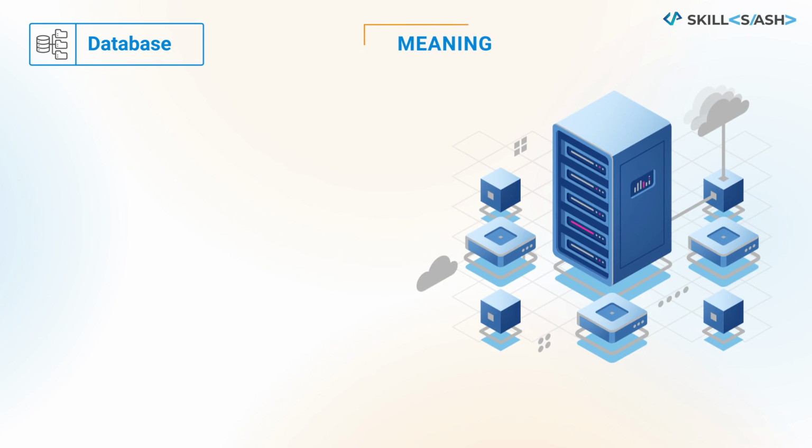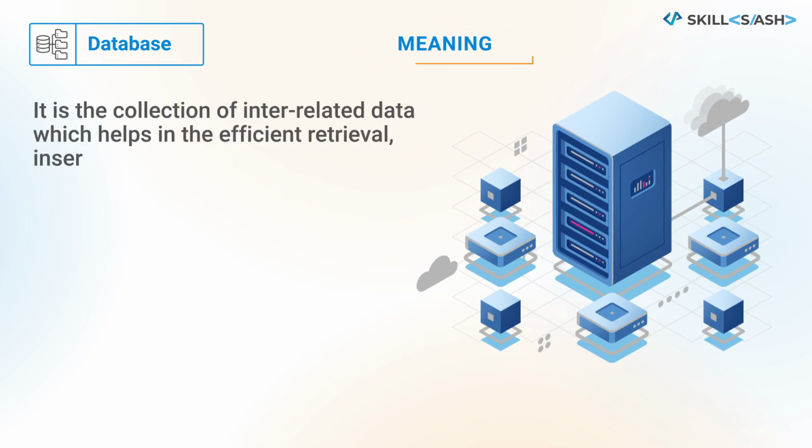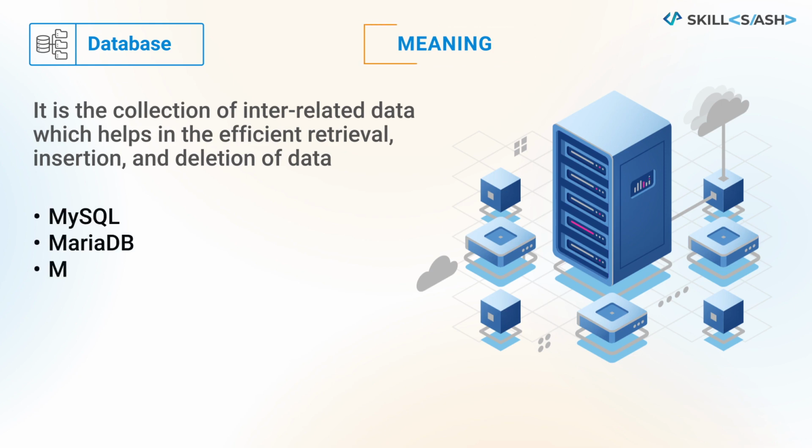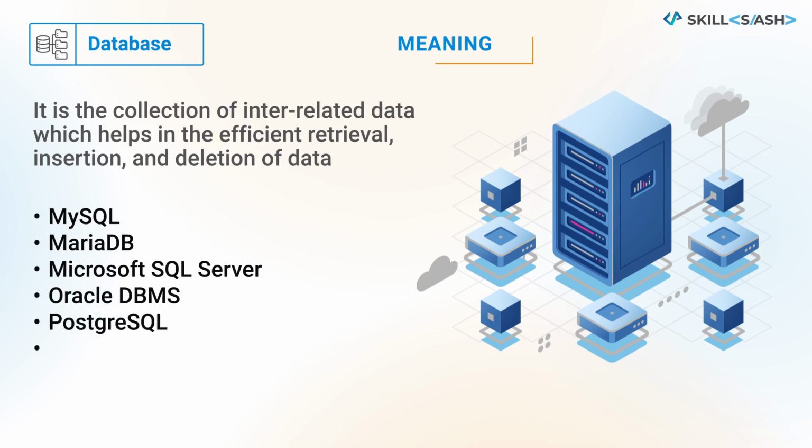Database. Lastly, we come to the third pillar of full-stack development, which is the database. It is a collection of interrelated data which helps in the efficient retrieval, insertion, and deletion of data, and organizes the data in the form of tables, schemas, and reports. Some of the most popularly known database management systems are MySQL, MariaDB, Microsoft SQL Server, Oracle DBMS, PostgreSQL, and MongoDB.